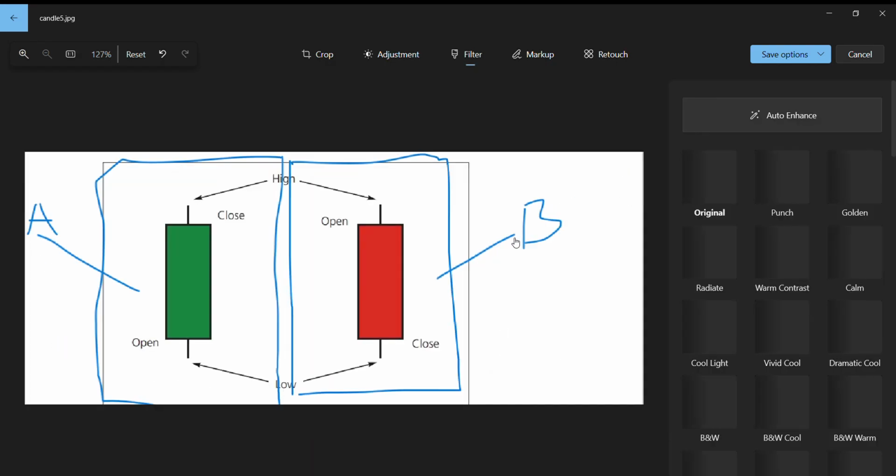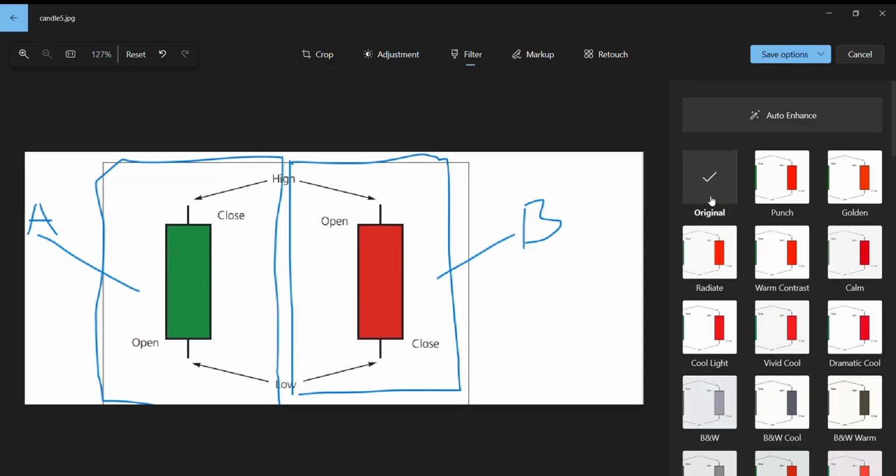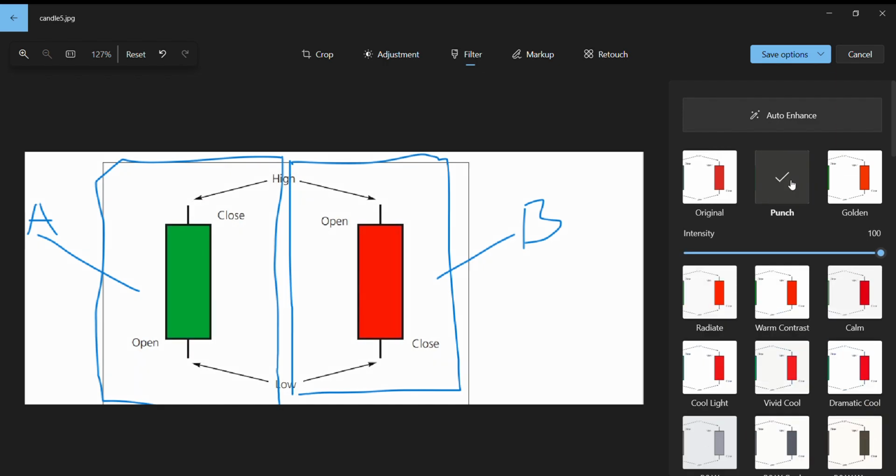Now, if we look at this part, okay, let me take this part first. Let me take this part. Okay. Now, if you look at this part, there's something I want to show you. Now, this part A, okay, is called the green candle, right? Part A is called a green candle, and part B is called a red candle.